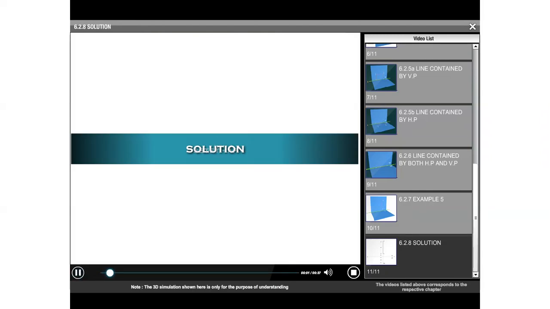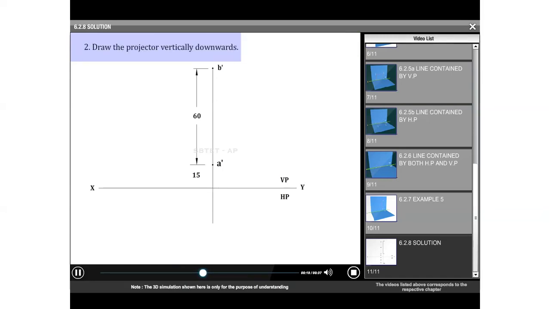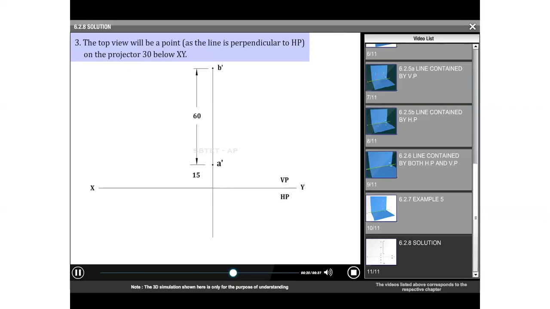Solution to example 5. Draw the XY line and project the front view of the line A'B' such that one end is 15 mm above HP and the true length is 60 mm. Draw the projector vertically downwards. The top view will be a point on the projector 30 mm below the XY line.